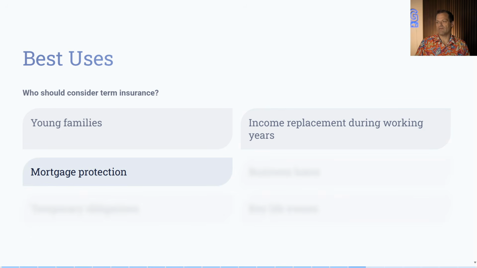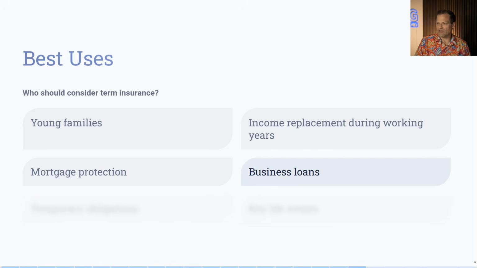Mortgage protection, right? So, what happens if you die and you're the breadwinner and you've got a $500,000 mortgage? Who's going to pay for it? Do you want your kids and family to get kicked out and have to start over? No, you want to pay it off. And again, because mortgages are temporary, eventually pay them off. Term insurance offers a great opportunity to have an amount designated to paying off that amount.